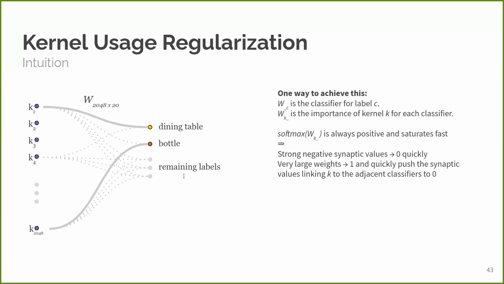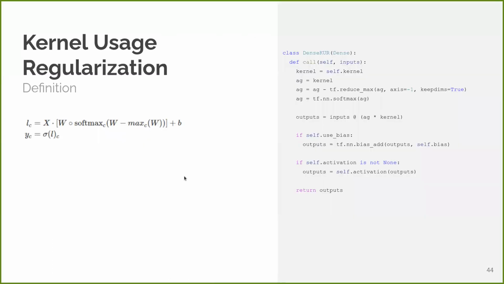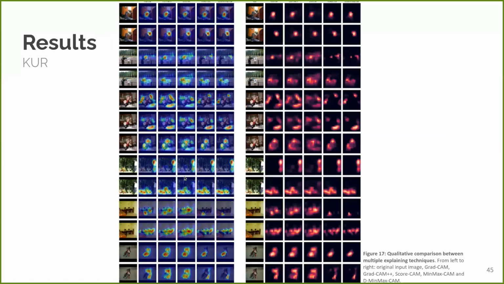At the same time, very large values would tend to 1 and quickly push the adjacent synaptic values towards 0, rendering the visual pattern invisible to the remaining classifiers. So we define kernel usage regularization as the Hadamard product between the weight matrix and the softmax of itself. We employ a common trick of subtracting each row by the maximum value to increase numerical stability, which does not affect the result. So here are a few results.